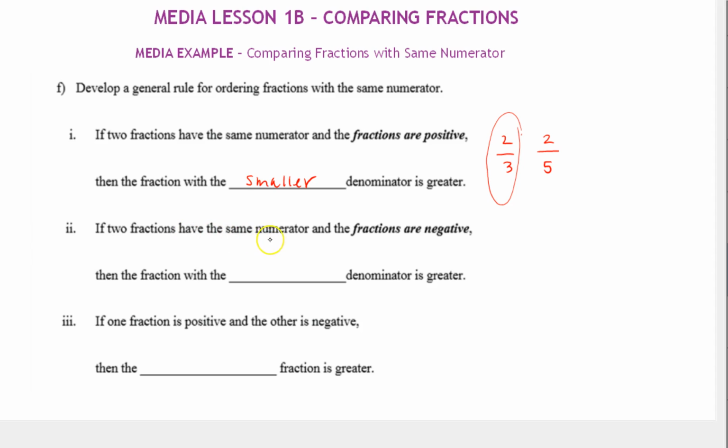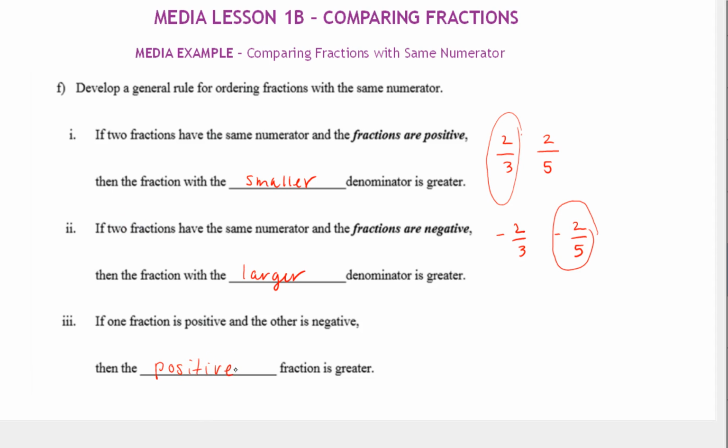If two fractions have the same numerator and the fractions are negative, so let's compare -2/3 and -2/5. Remember, this reflects these numbers across 0, so this number is going to be larger. So then the fraction with the larger numerator is greater. And as always, if one fraction is positive and the other is negative, then the positive fraction is greater.